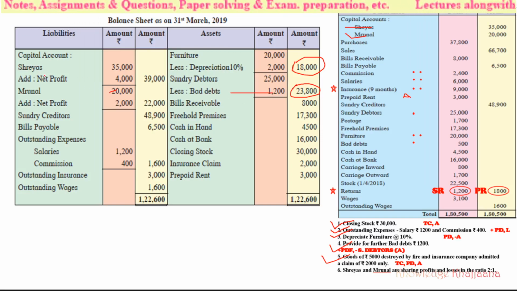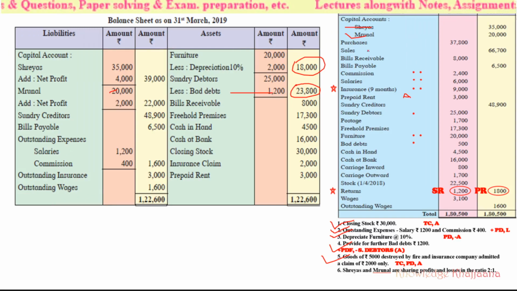So we have to just add the net profit of rupees 4,000 to Shreya's capital, and add the net profit of rupees 2,000 to Mrunal's. So Mrunal's capital will be rupees 22,000 and Shreya's capital will be rupees 39,000. Okay, there were no drawings.